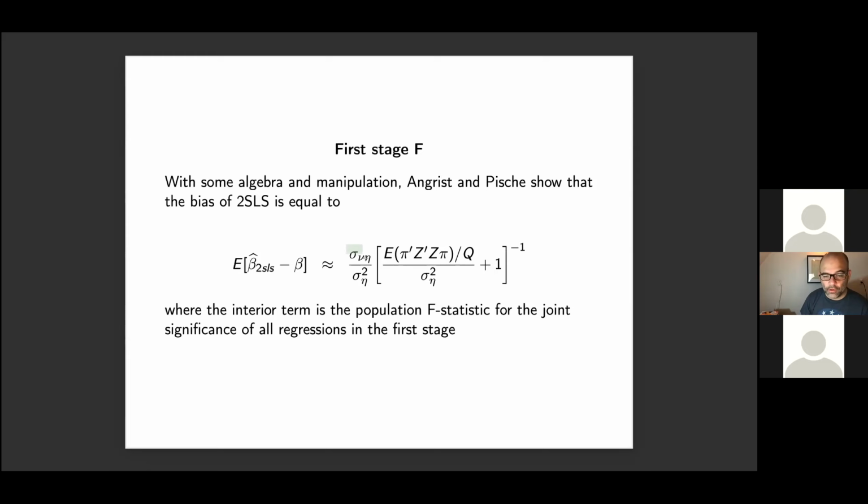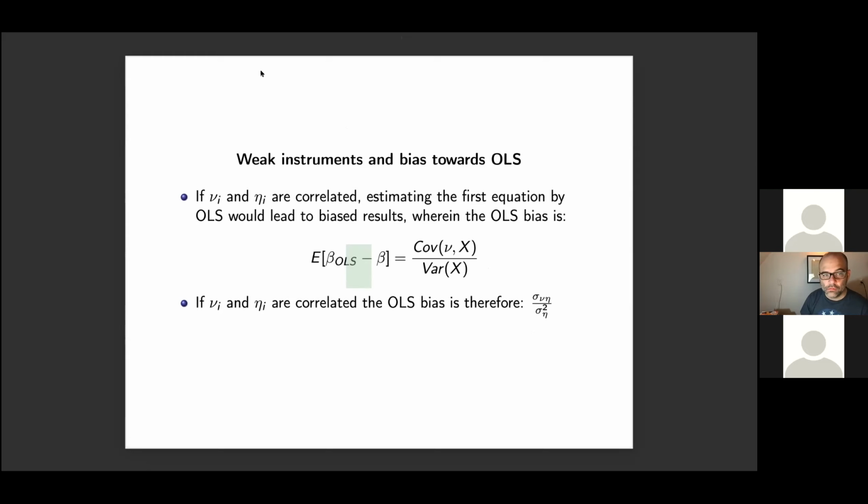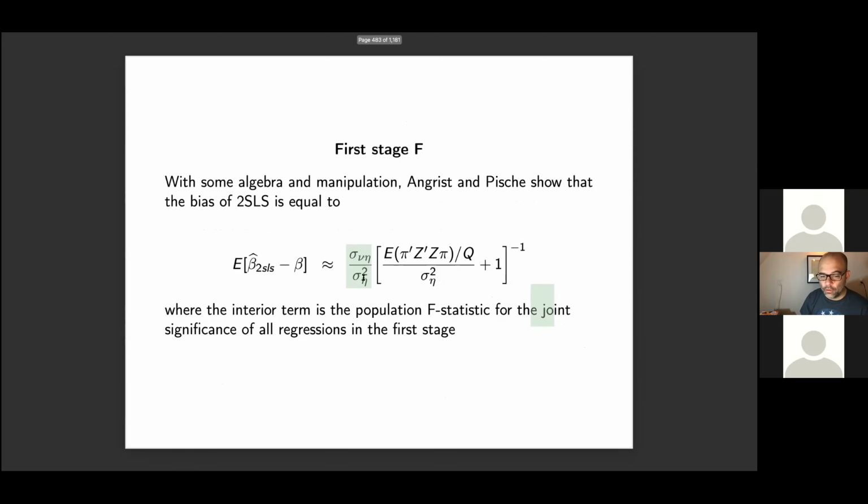And now notice this row here. Okay, notice that. Let's go back. I'm gonna come back to this. Okay, look closely at that. Sigma V eta over sigma squared eta. That right there is the bias of OLS from earlier. And this is just the algebra and manipulation that I skipped.